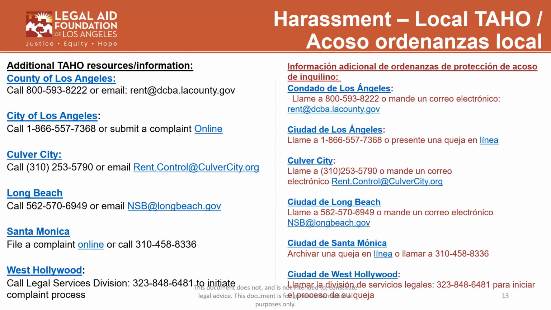The tenant anti-harassment ordinances between each of these localities differ slightly from each one. So I encourage, if you live in any of these areas, to reach out to the different housing departments in these localities to learn more about your rights under the tenant anti-harassment ordinances. And I'll leave this slide up for a moment so folks can take a picture or jot any information down that they might need.